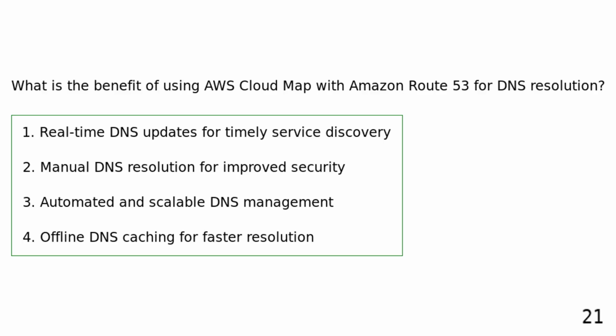What is the benefit of using AWS Cloud Map with Amazon Route 53 for DNS resolution? Real-time DNS updates for timely service discovery. Manual DNS resolution for improved security. Automated and scalable DNS management. Offline DNS caching for faster resolution.